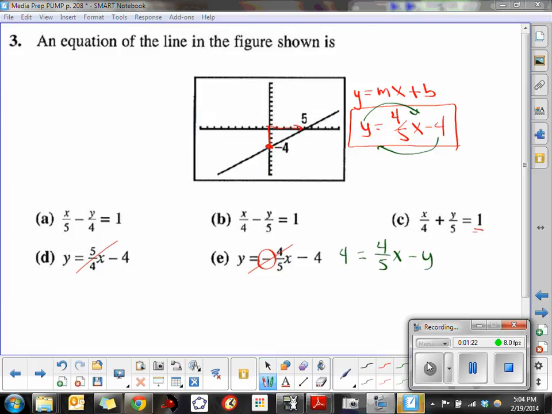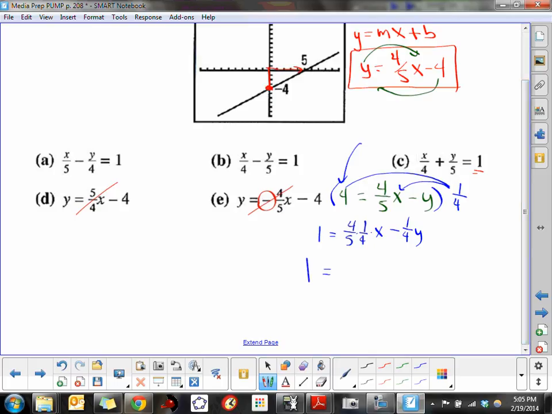Next thing we want to do is make sure that this constant over here is a 1. So to do that, we're going to have to divide it by 4. Well, dividing by 4 is the same thing as multiplying by 1/4. So I'm going to multiply both sides of this equation by 1/4. So 1/4 of 4 is 1. If I take a 4th of 4/5, times x, minus 1/4 of y. And then I can work with these fractions. So I got 1 equals, the 4 is going to cancel, so that's 1/5 x minus 1/4 y.